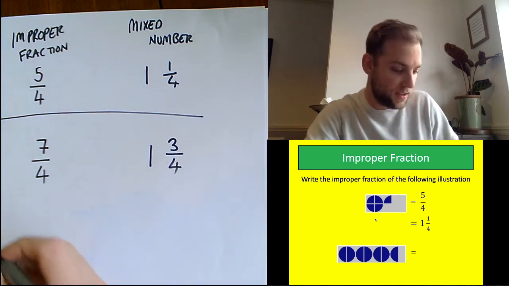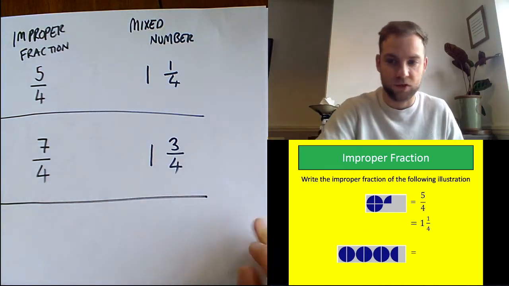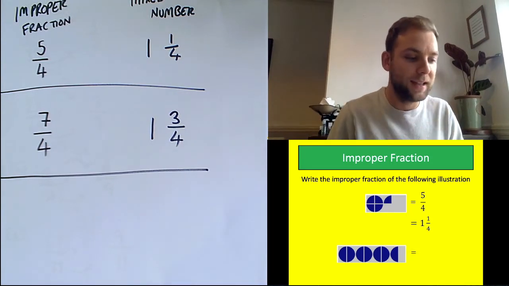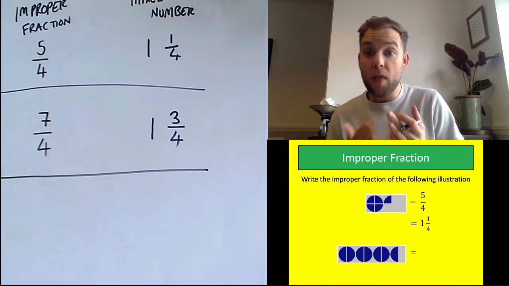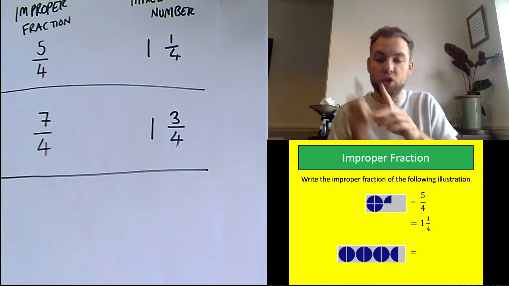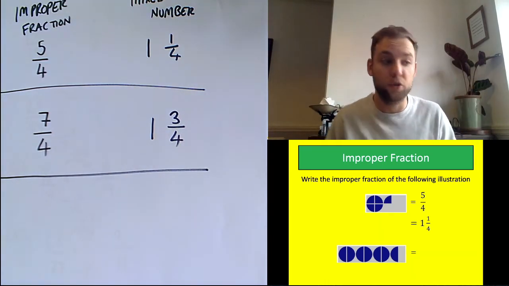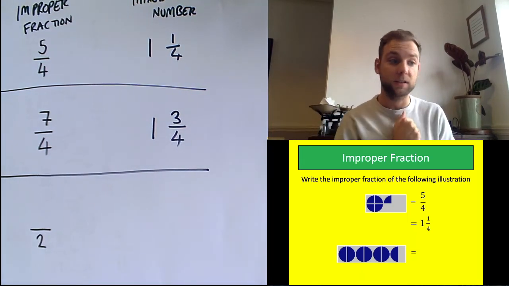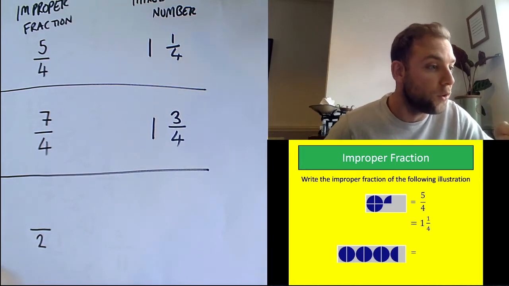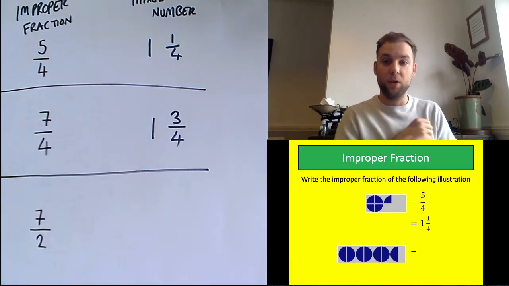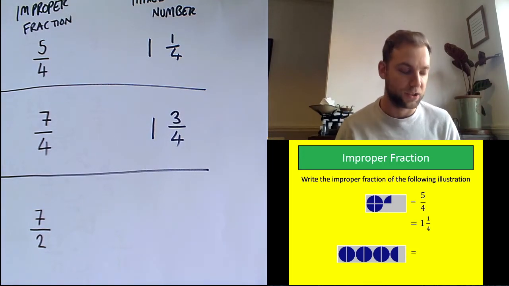Now let's have a look at this bottom one, because this one's a little bit different to ones we've done so far. First of all, if I want to write this as an improper fraction, what are these circles split up into? Well, if you look, there's 2 parts to each circle, so they're split up into halves. And how many halves have I got? Well, I've got 1, 2, 3, 4, 5, 6, 7. I've got 7 halves, or 7/2, if I want to write this one as an improper fraction.